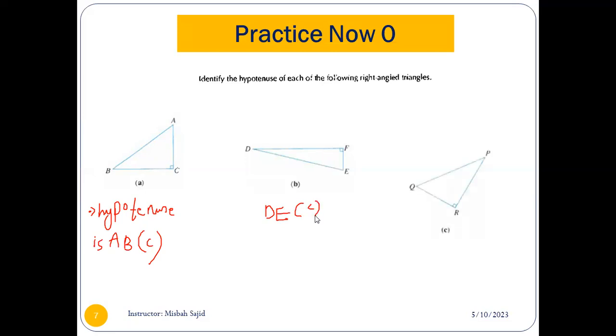And in this figure, in triangle QPR, angle R is 90 degrees, and the side opposite to angle R is called the hypotenuse. So side QP is the hypotenuse, and in small letter we can write it as small c. Okay, so that's all about practice now 0 from this section.